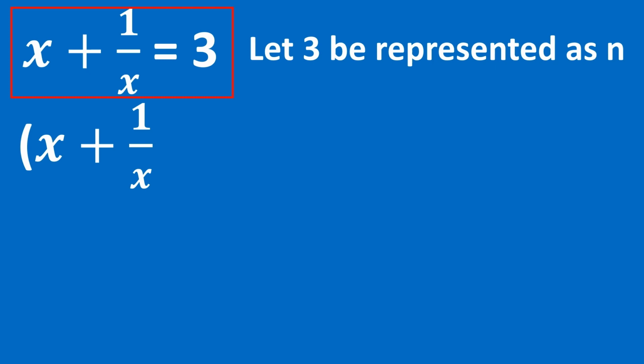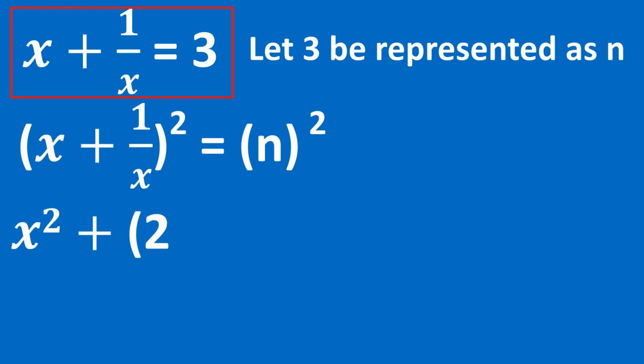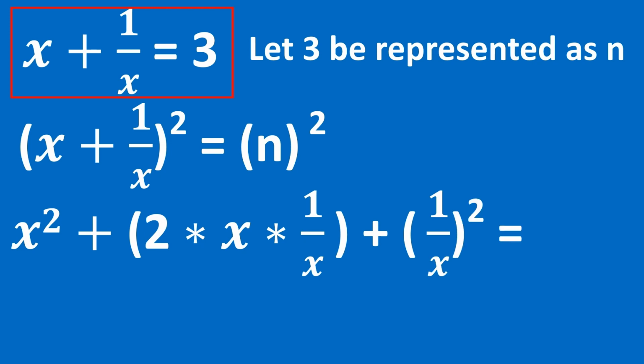So what we are saying now is, if we square both sides, we now have x plus 1 over x all squared is equal to n squared. Remember we said we're representing 3 to now be n. So when we square both sides, let's look at the left-hand side first. We have x plus 1 over x all squared, and that is simplified as x squared plus 2x times 1 over x plus 1 over x all squared. And of course, it is equal to n squared on the right-hand side.